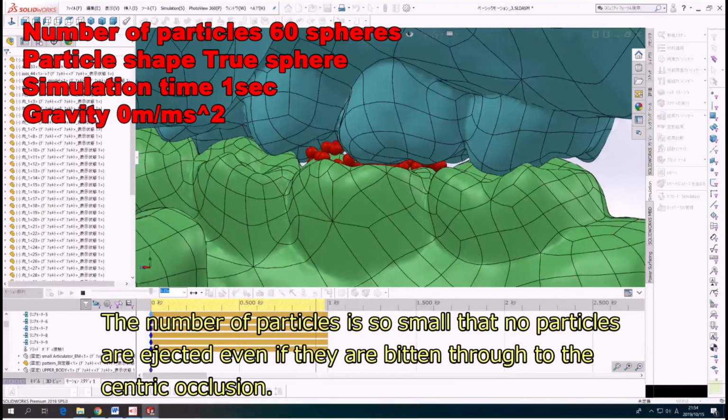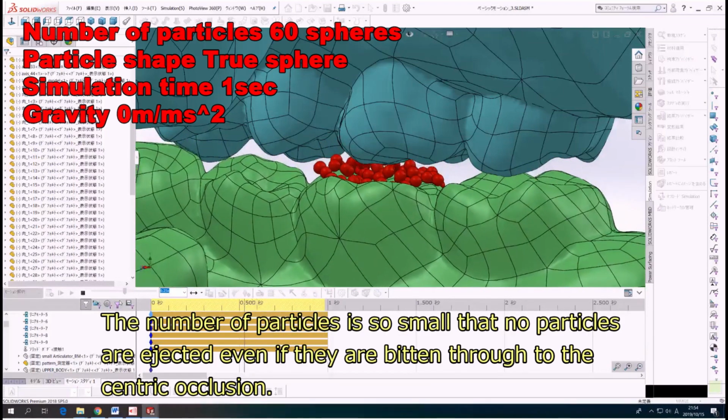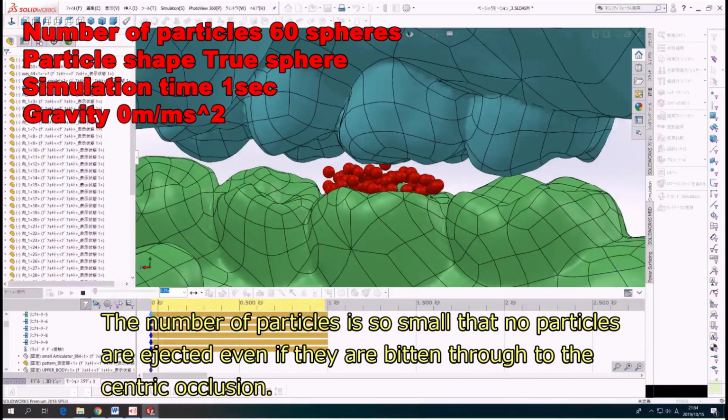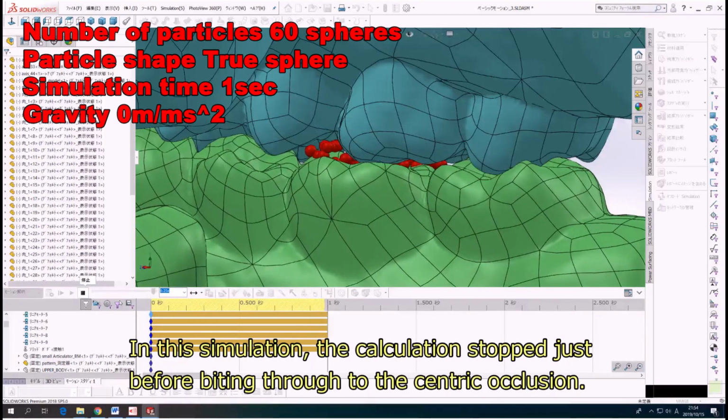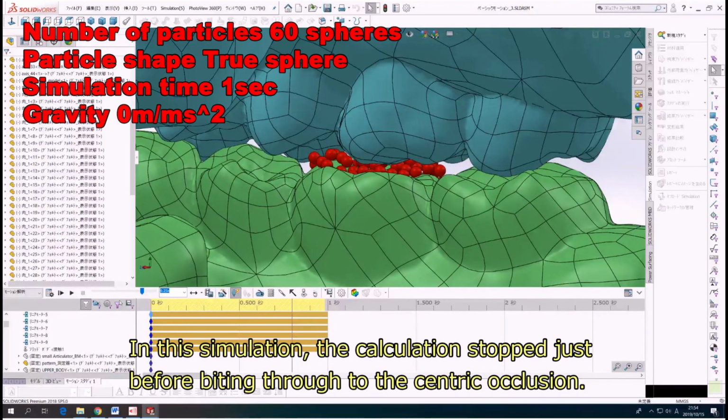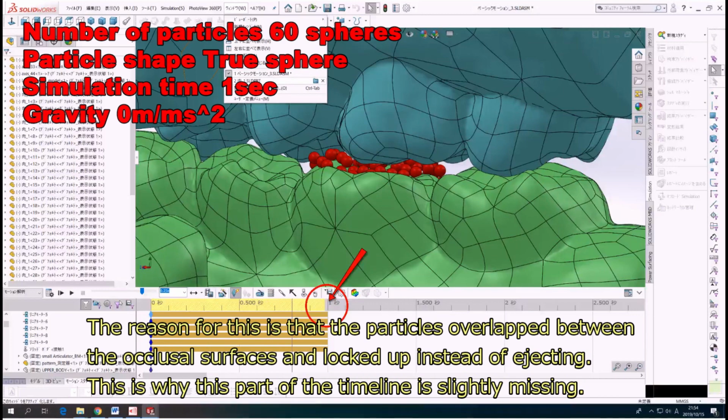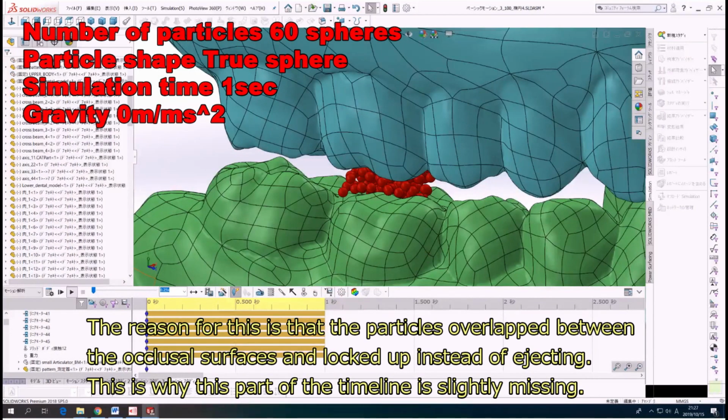The number of particles is so small that no particles are ejected even if they are bitten through to the centric occlusion. In this simulation, the calculation stopped just before biting through to the centric occlusion. The reason for this is that the particles overlapped between the occlusal surfaces and locked up instead of ejecting. This is why this part of the timeline is slightly missing.